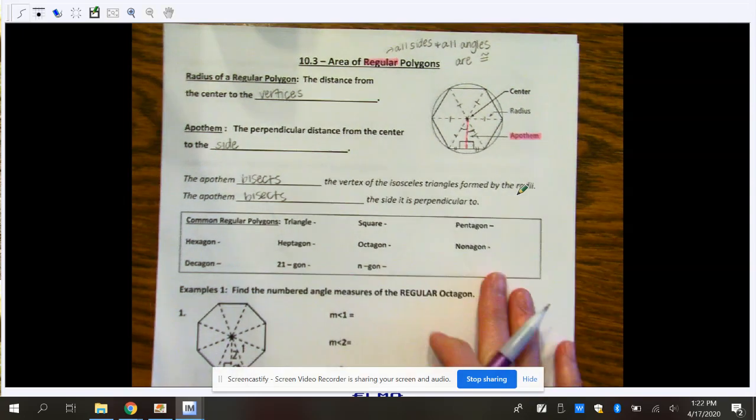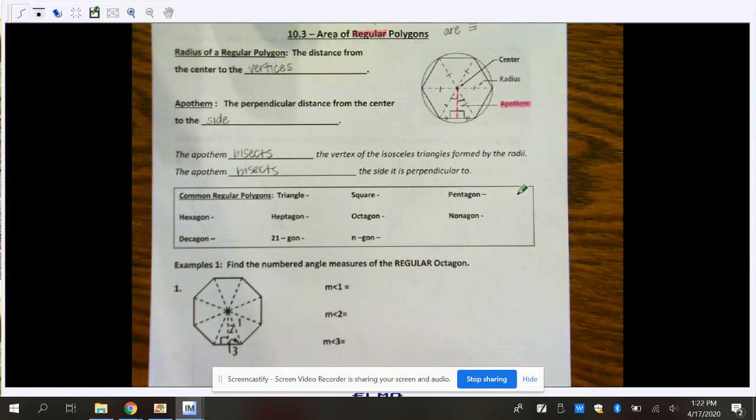So a couple of regular polygons that you're going to want to know. I'm going to highlight some of the ones that you'll see the most. But that doesn't mean that you'll never see the other ones that I don't highlight. We're just going to practice more of the more common ones, I would say.